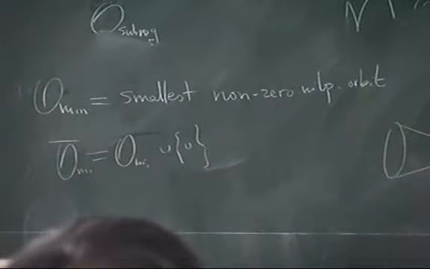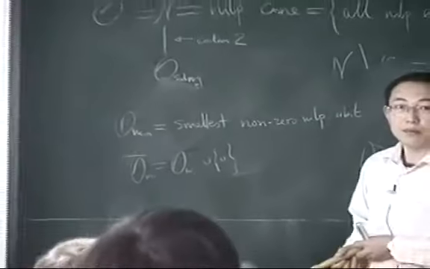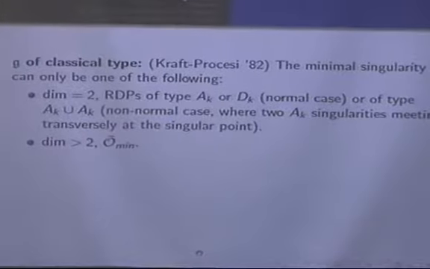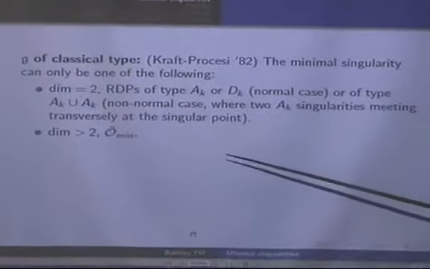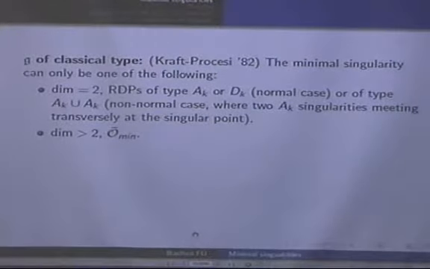So this is again of type A or B? No, any type, because O-min exists for any type. Yes, but which ones show up here? Yeah, for any type. So you find E6 even? No, E6, no, you cannot find it. Yeah, A, B, C, D. Yeah, classical type.